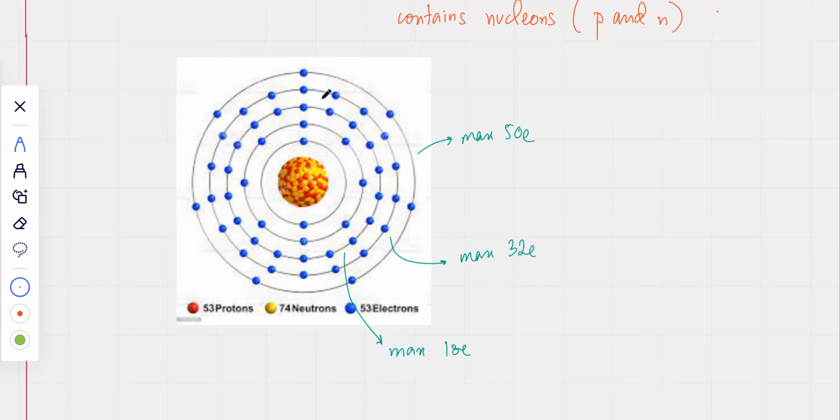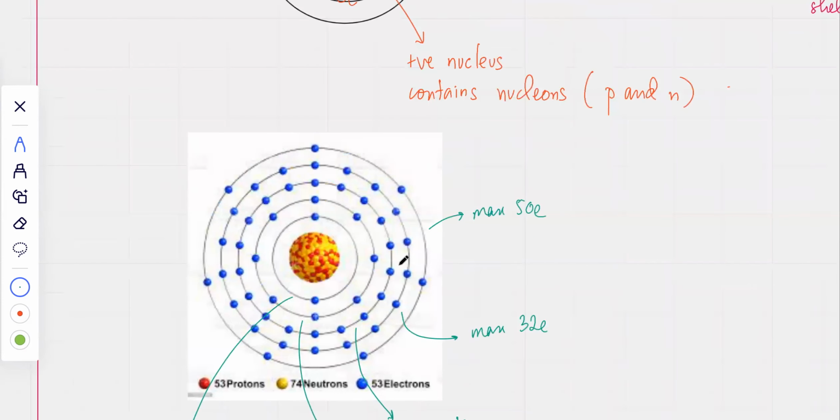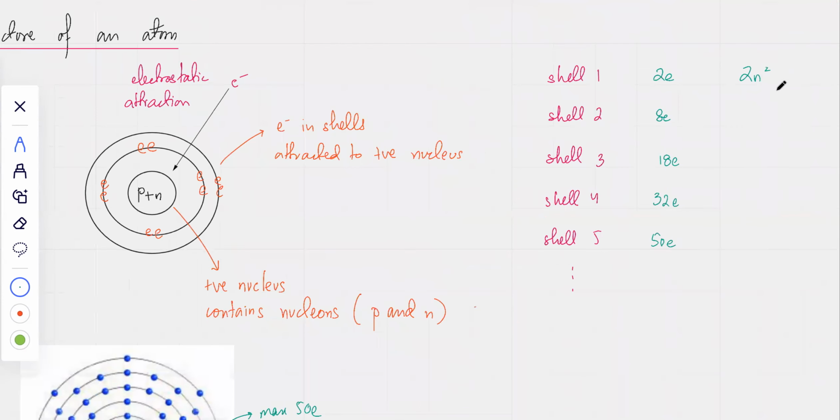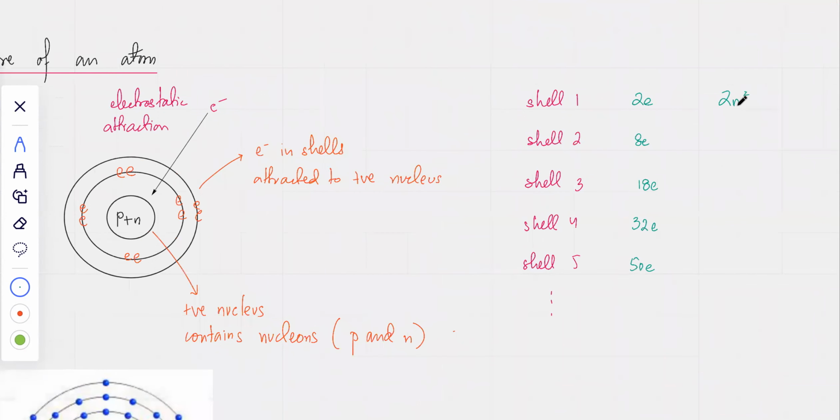Then you have 8 electrons in the second shell. And the first shell is the tiniest. It doesn't have a lot of space, which is why it can have a maximum of only 2 electrons. So the basic idea is, as you move further away from the nucleus, the number of electrons in the shells keeps on increasing, and you can just follow 2n squared. So you've got electrons in shells.